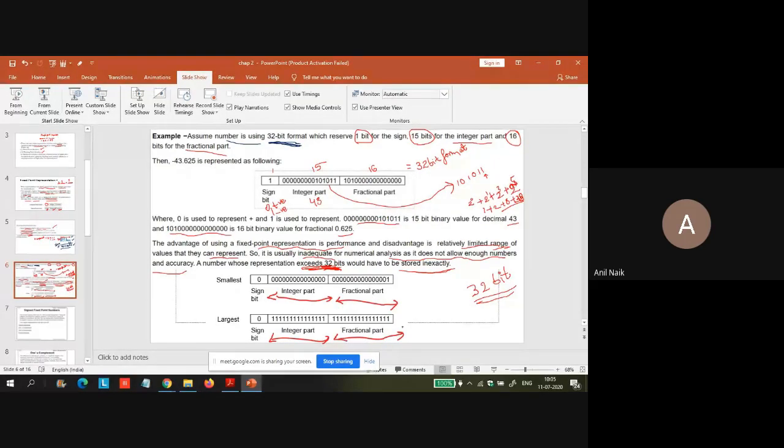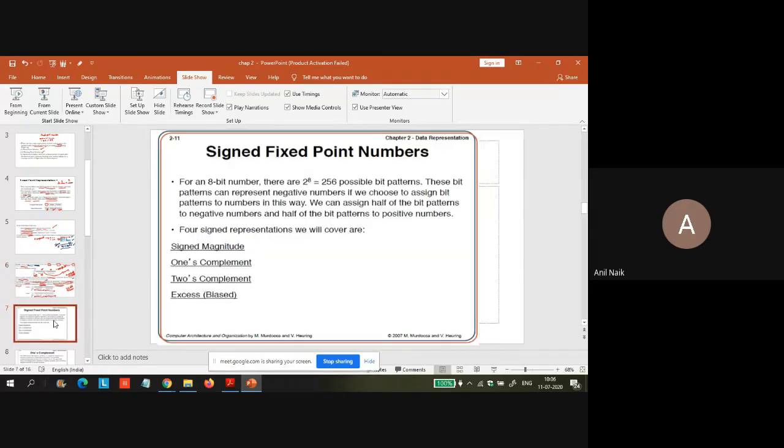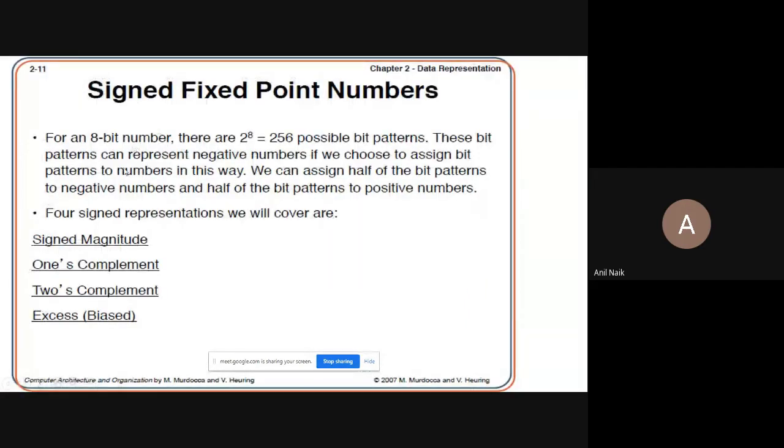Suppose the number is larger than this, then we have to neglect those bits. So it gives inaccuracy in the result. That is why this is the drawback of fixed point numbers.